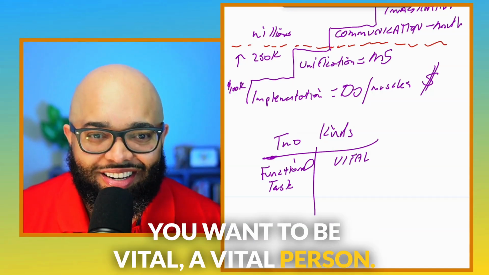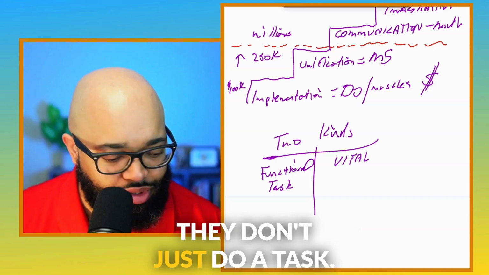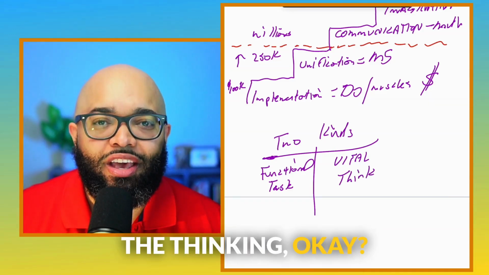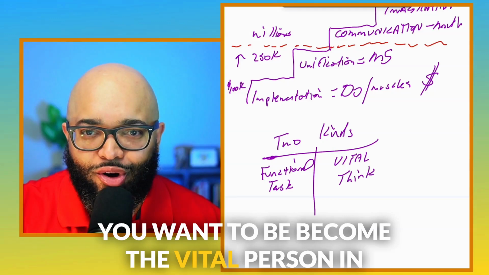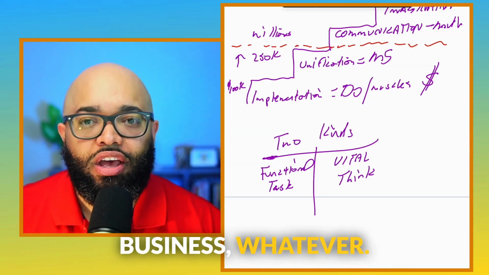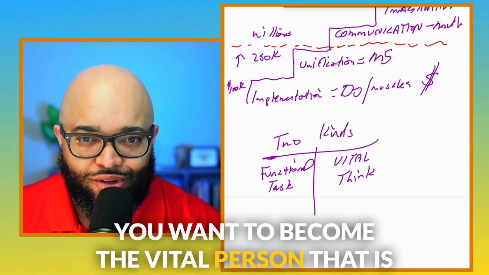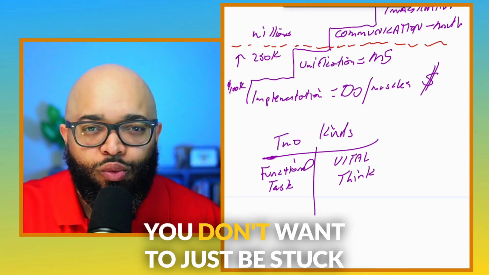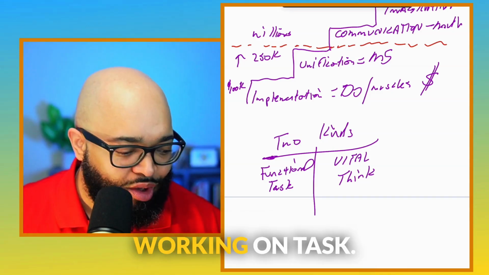A vital person, this is the person, they don't just do a task. This is the person who does more of the thinking. You want to become the vital person in every industry you're in, on your job, in a business, whatever. You want to become the vital person that is kind of the mastermind behind how things are running. You don't want to just be stuck working on tasks.